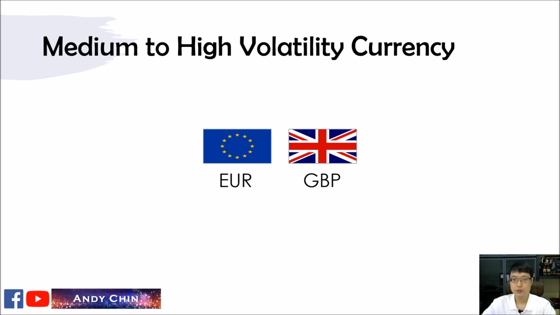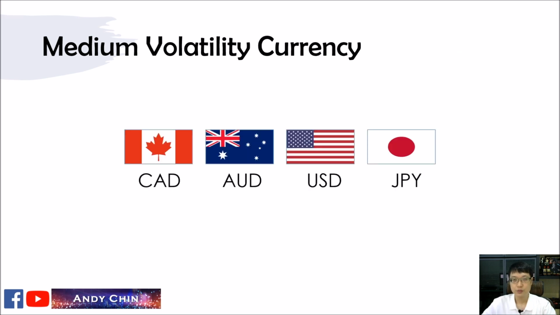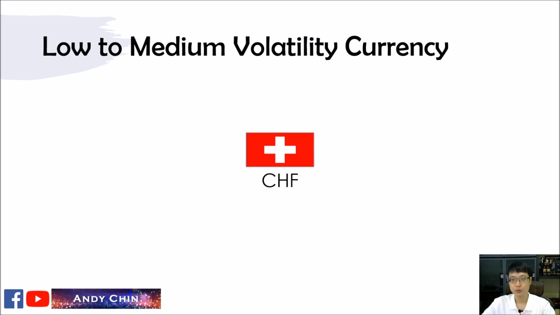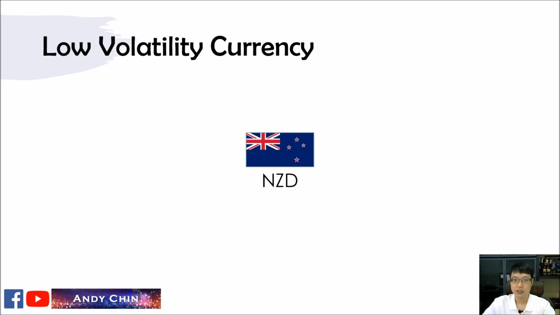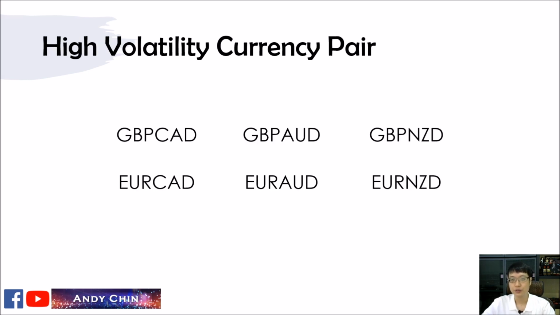So medium to high volatility currency is normally the Euro and also the British pound. And medium volatility currency is the Canadian dollar, the Australian dollar, US dollar, and Japanese yen. Next we have low to medium volatility currency, which in this category is only the Swiss franc. And last we have low volatility currency, which is the New Zealand dollar. So I combined the pairs for you, and here is the list of it.